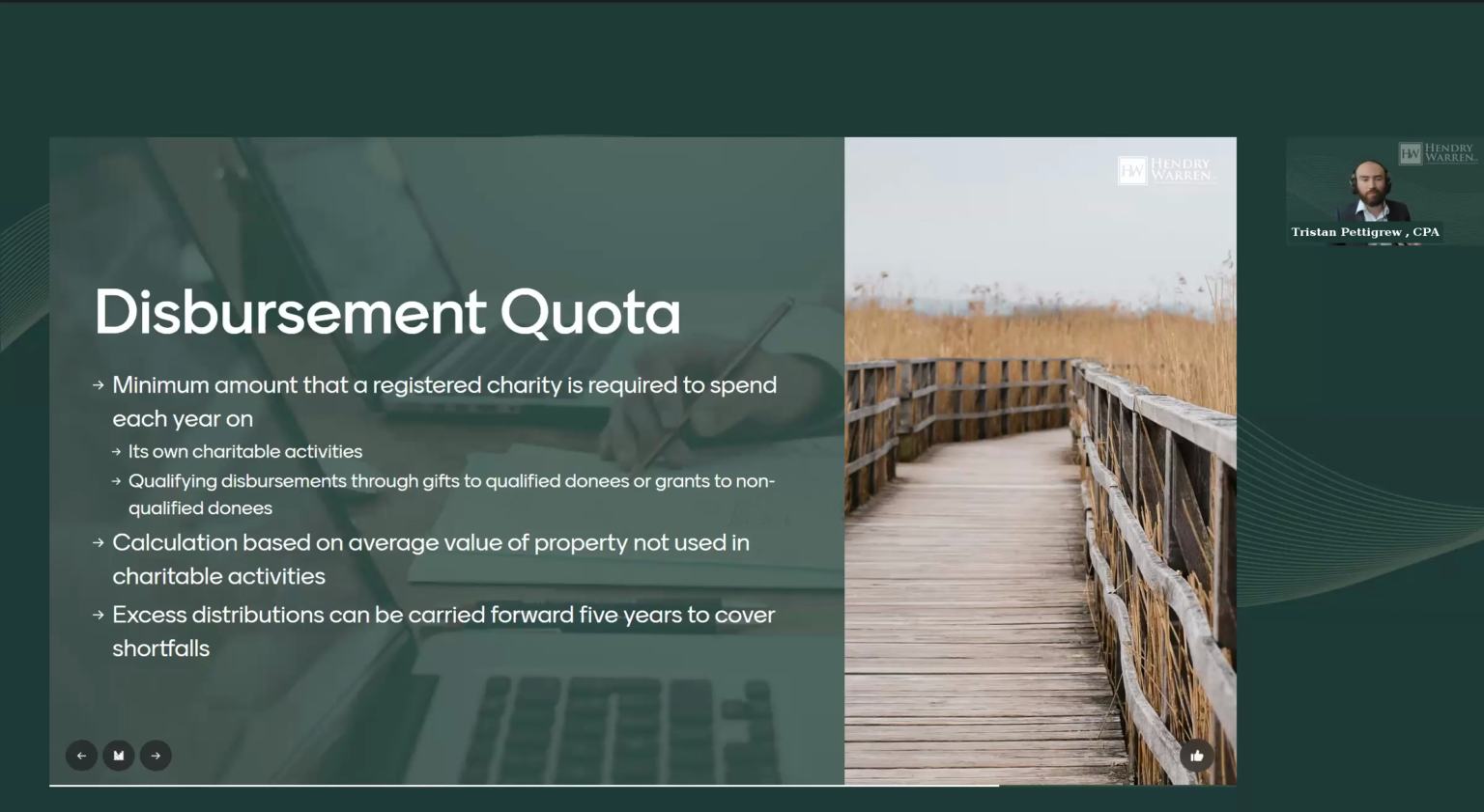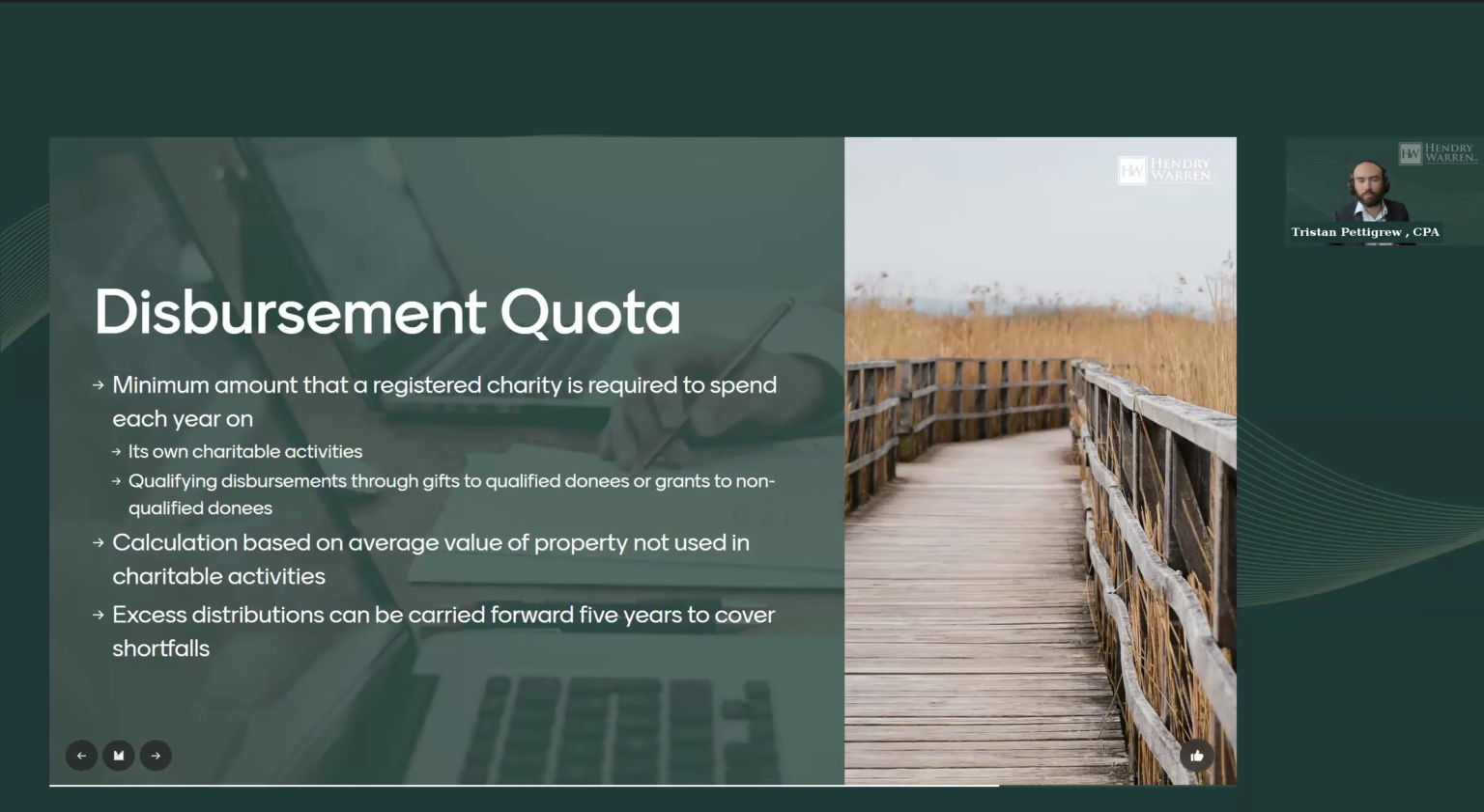What are some examples of this? One thing that could potentially be considered non-charitable property is investments, so maybe a GIC, for example, that's generating interest income. Another example could be a building if it's being rented out to a third-party organization not related to the charity's activities. That portion of the building could be considered non-charitable property.